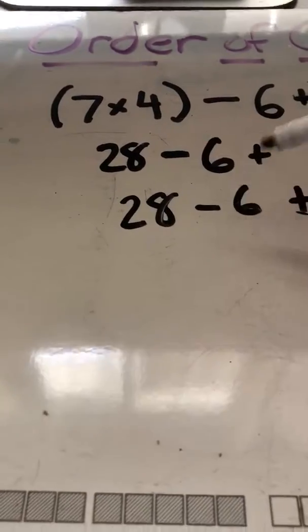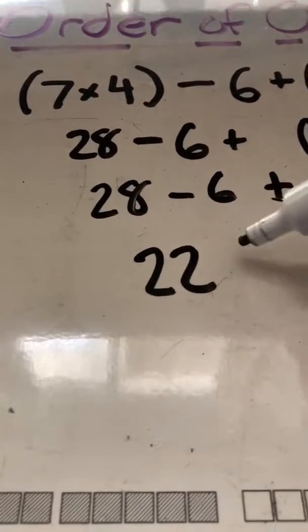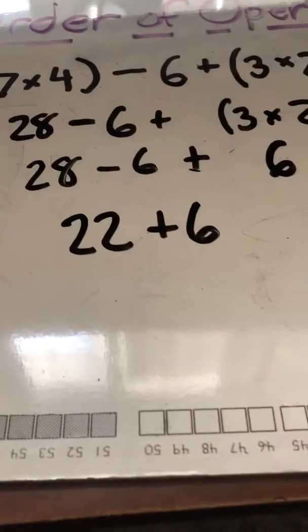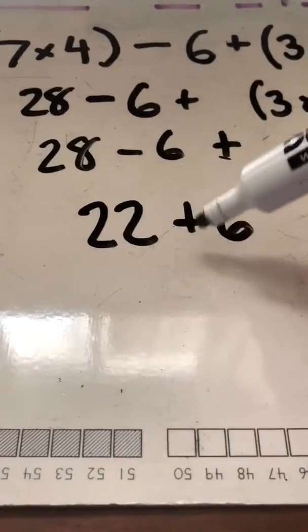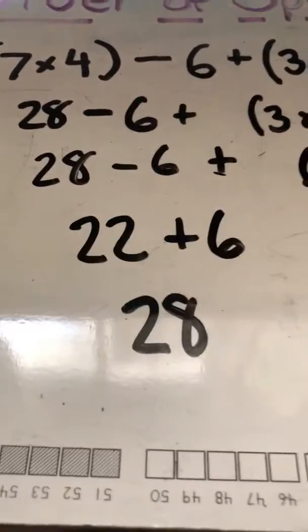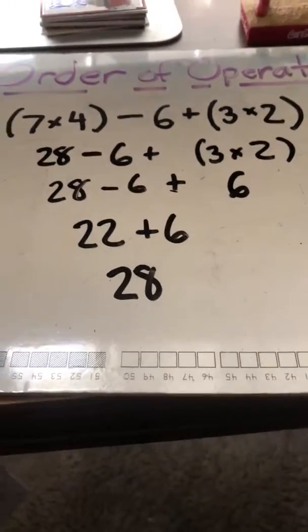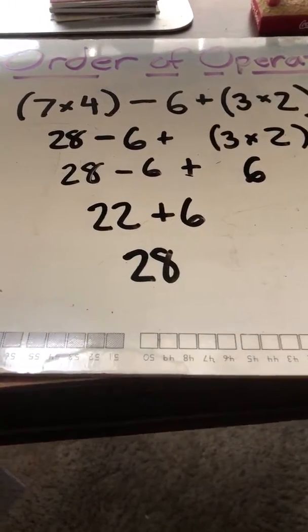So I'm going to subtract first, add second. So I'm going to go 28 minus 6 is 22. So now I have 22 plus 6. And then 22 plus 6 is 28. So that is my final answer.